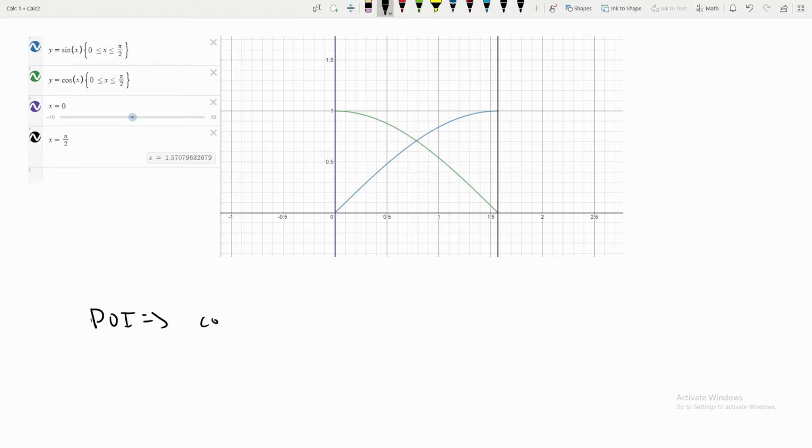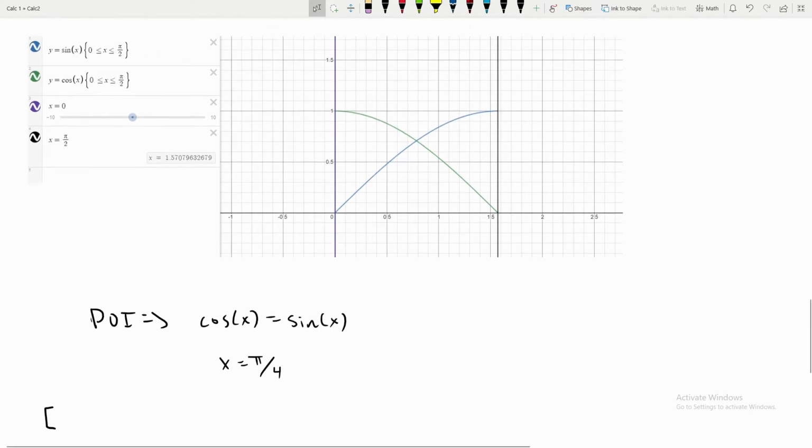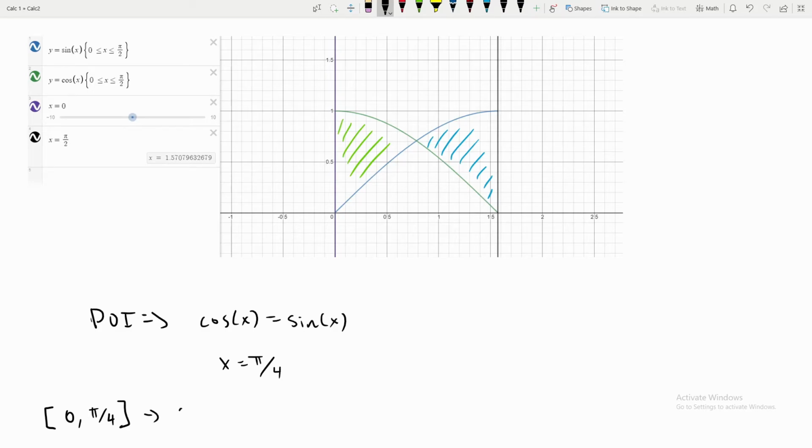When the cosine of x equals the sine of x, that is when x equals pi over 4. Knowing this point of intersection, there are two separate intervals. In this interval I'm going to shade in, the cosine, the green one, is greater, and then we have this other interval where sine is greater. The first interval spans from 0 to pi over 4, the point of intersection, and on that interval the cosine of x is larger than the sine of x.